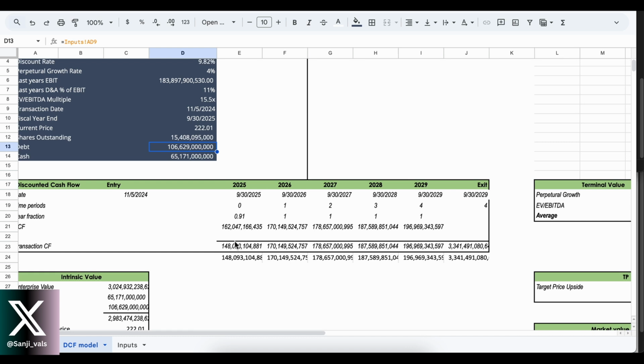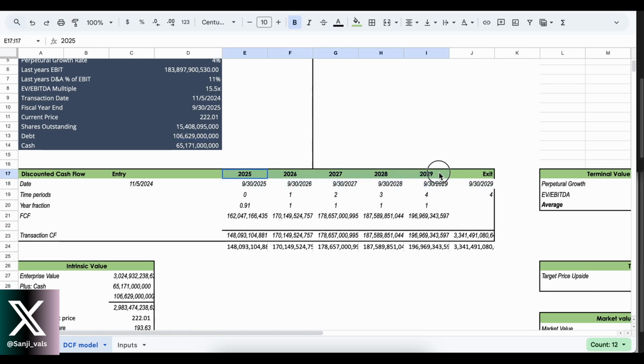The next thing to do is to extrapolate everything until the year 2029. Let's say we are making a forecast for 5 years in advance. And each year ends on the 13th of September, as I have mentioned previously. Time periods, of course, we are forecasting 4 years in advance. The year fraction means that the time till the next reporting period is 0.91, like the percentage of how much time is left till the year ends. There is 100% because the year hasn't started yet.